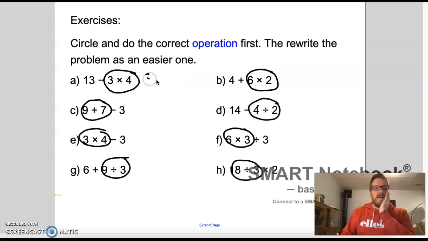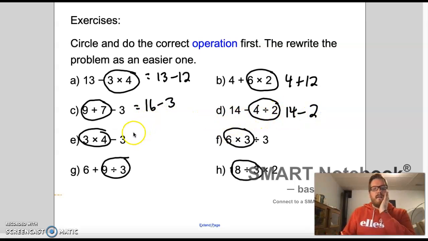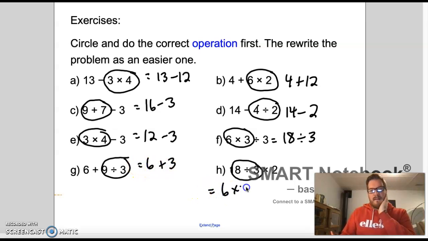Okay, so then we're going to rewrite this as 13 minus 12. This one's going to be 4 plus 12. This one's going to be 16 minus 3. This one's going to be 14 minus 2. This is going to be 12 minus 3. This is going to be 18 divided by 3. This one will be 6 plus 3. And this last one will be 6 times 2. And so once we figure out what gets done first, we're able to write an easier question.